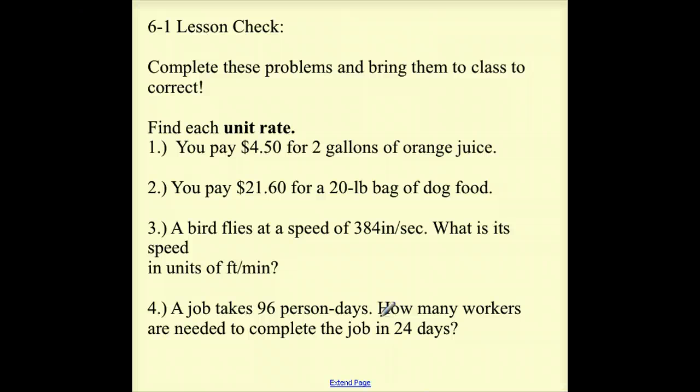All right, here is where I'm going to stop. You have 4 problems to complete for tomorrow, so you can pause this and get these written down. Each answer will be in a unit rate, so 1 is your denominator. Good luck to you.